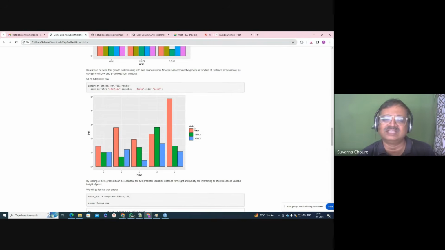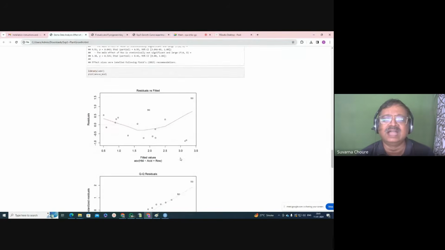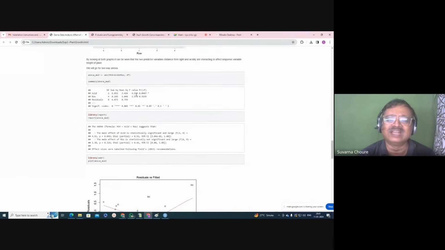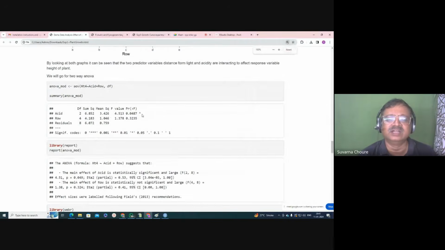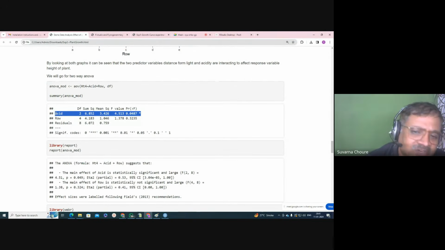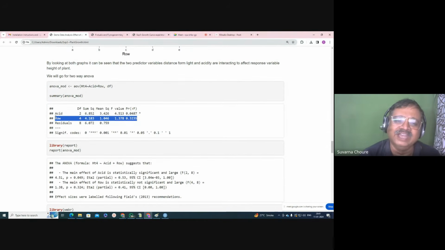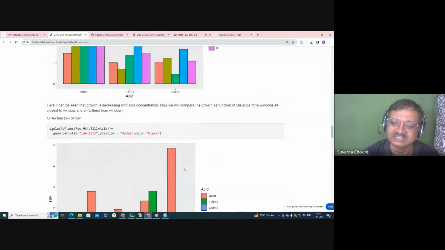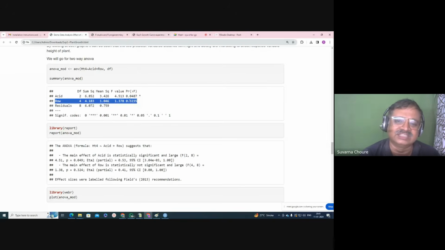According to acid also I have plotted A, B, C, D, E. You can see here in E that when water is there, height is very high. That test I ran, the ANOVA test, and if you see here in ANOVA, you can see a star here. This is significant. Acid has a significant effect on growth. But the availability of light doesn't have any significant effect. You can see the difference here in the plot, but that difference is not statistically significant.